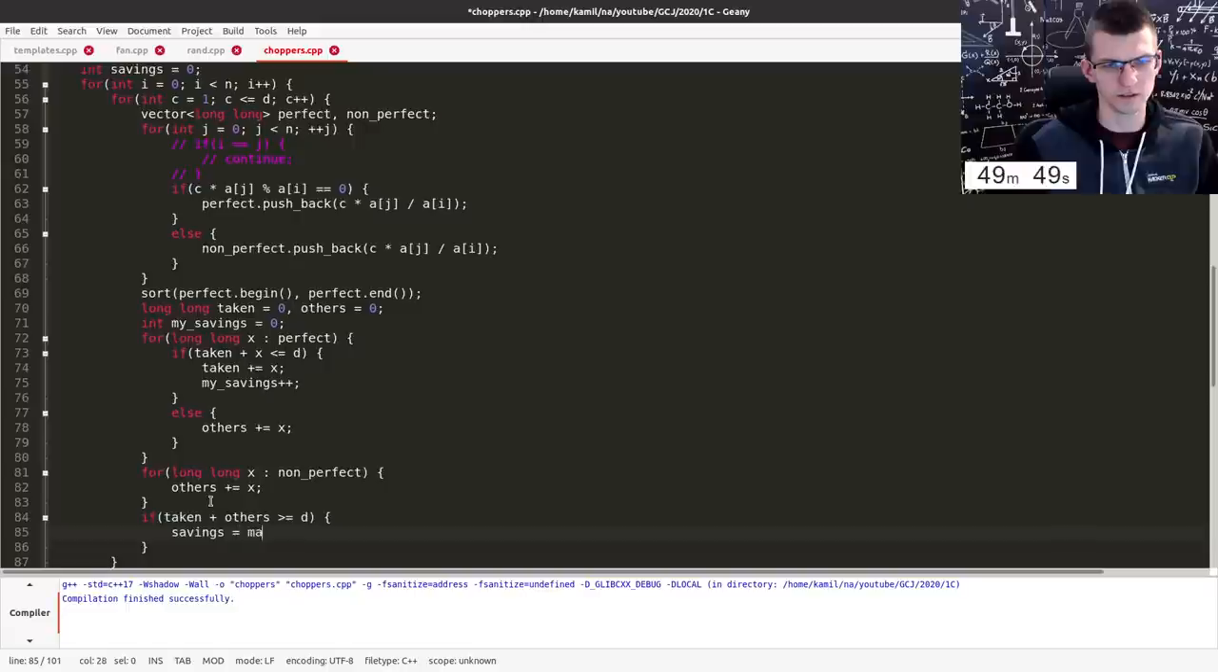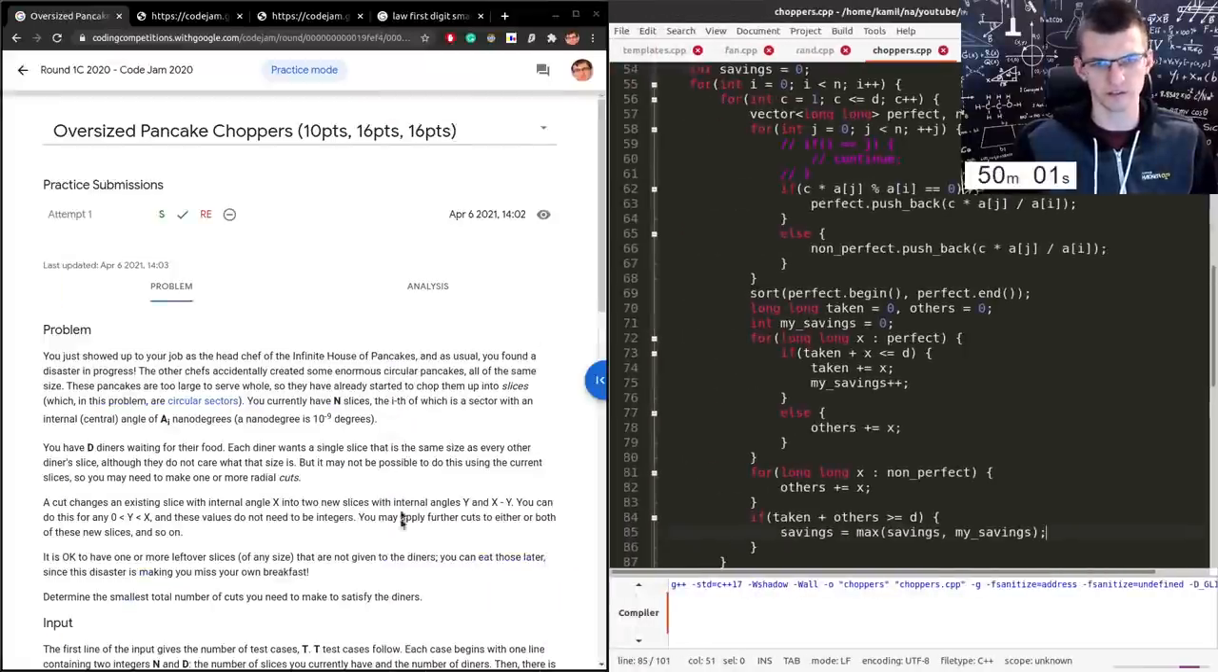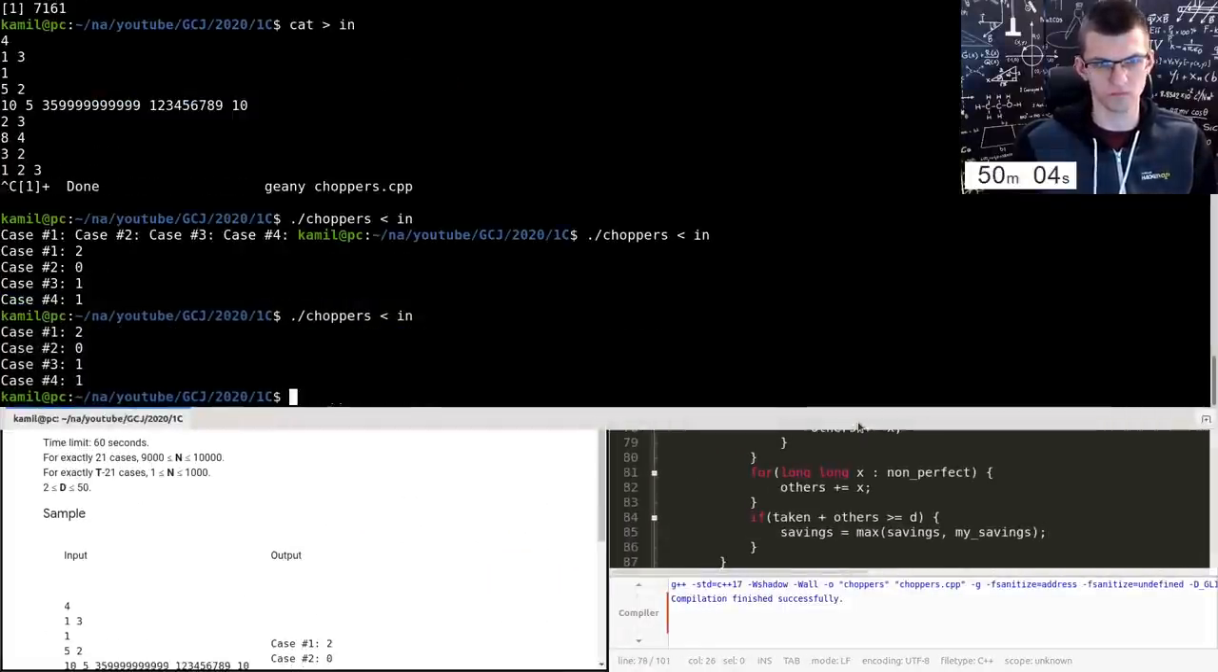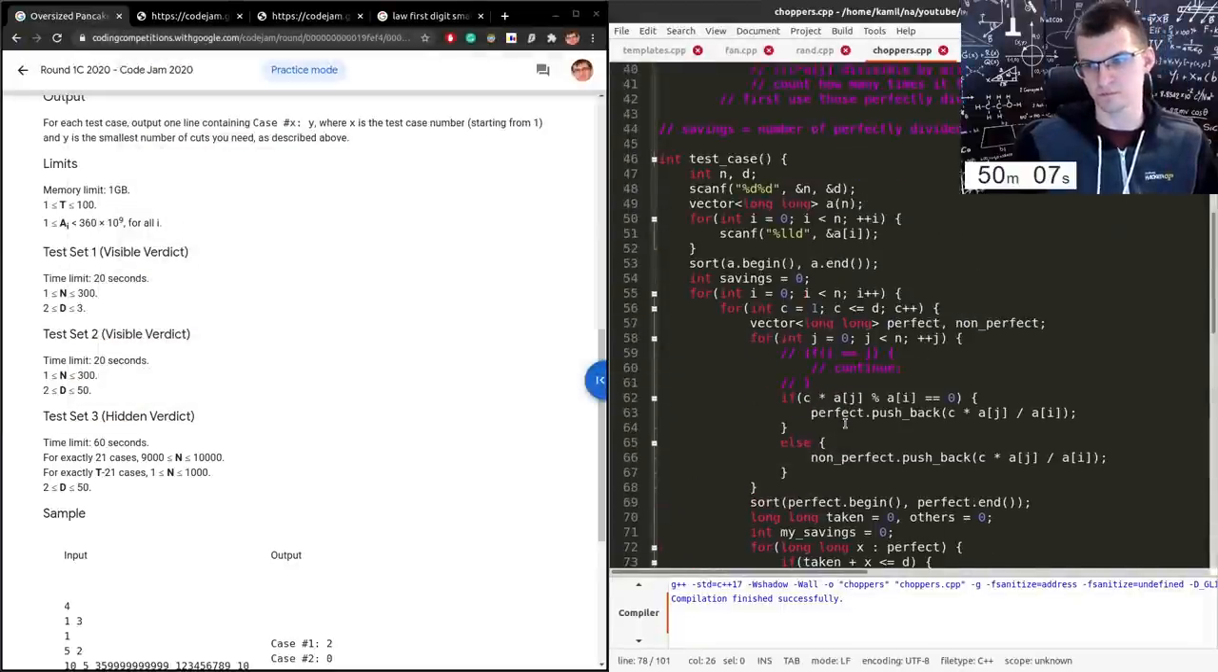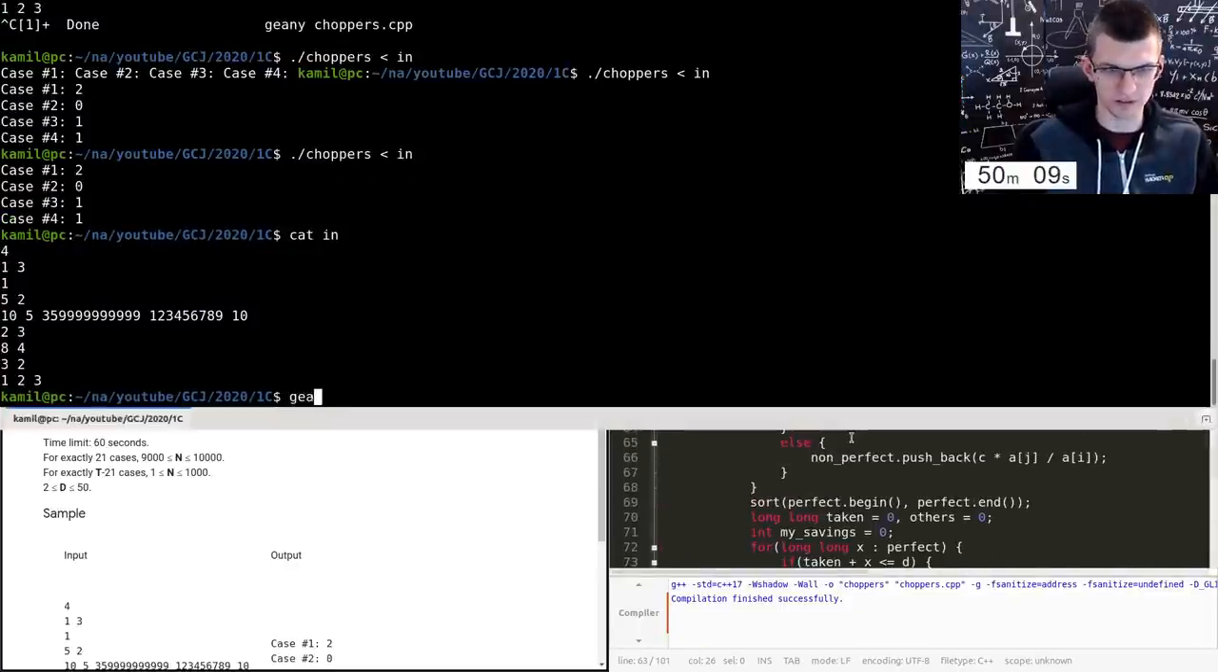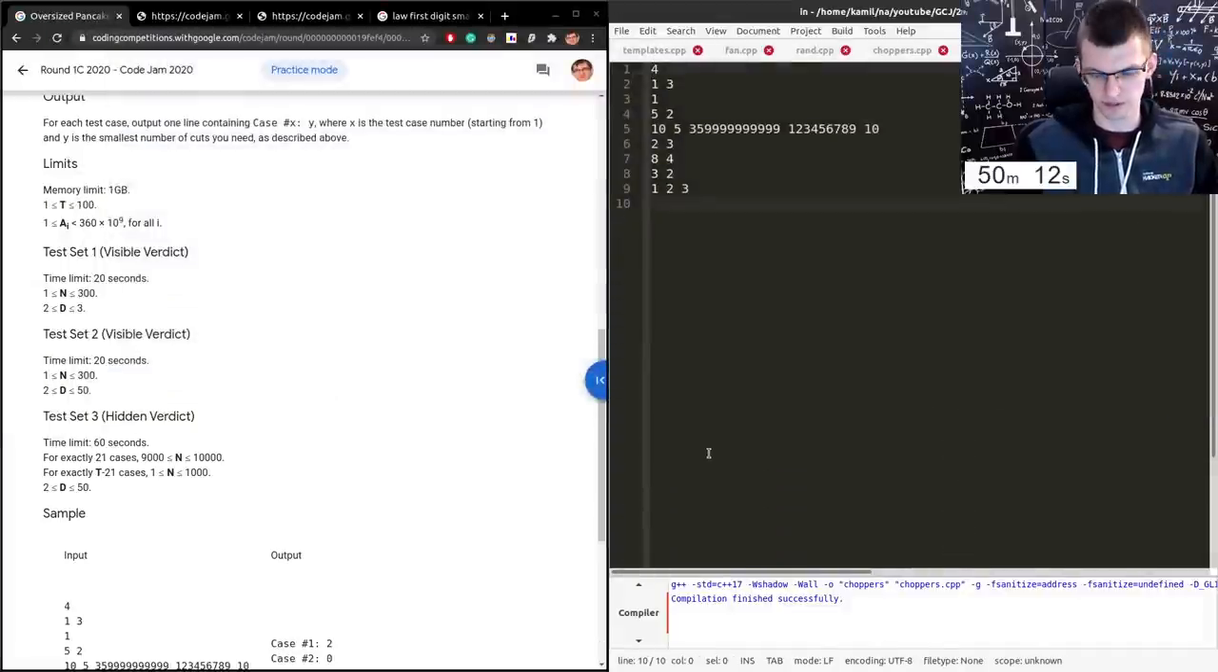And then the answer I maximize with my savings. So if this is legit and I can get at least D pieces like I wanted, then I consider this amount of savings. And at this point, let's create one more test with bigger D. Let's say that D is 10, and I have A equal to 70 and B equal to 3. This can be perfectly cut, and I think I will have two savings, so the answer will be 8 instead of 10.